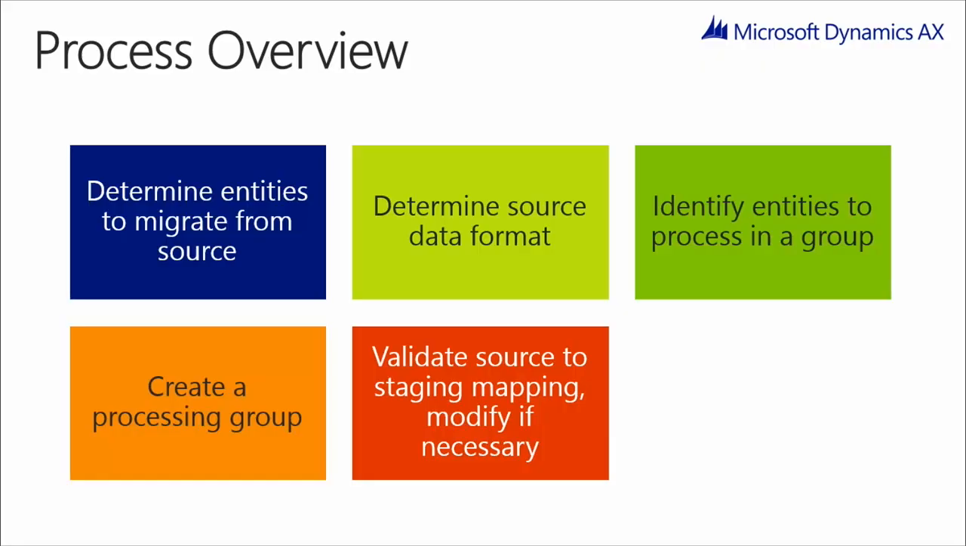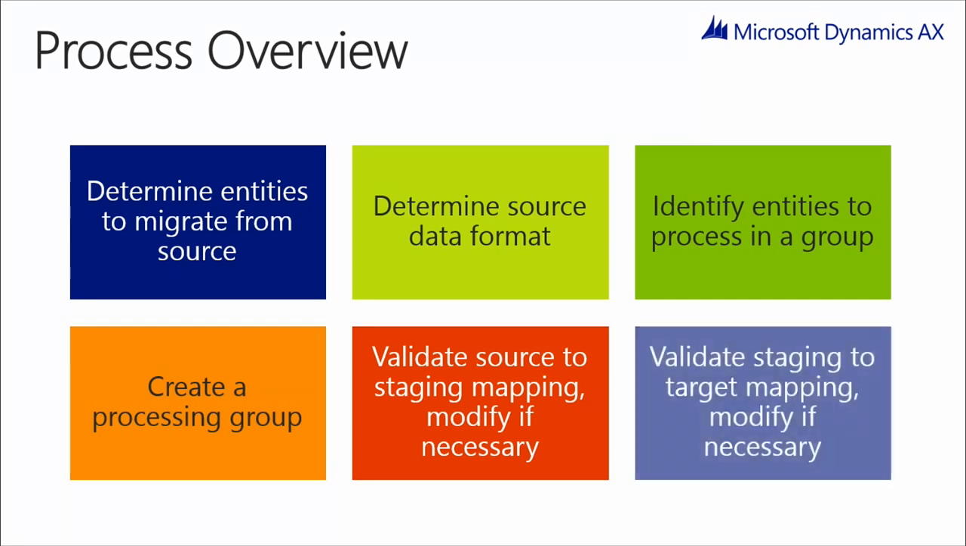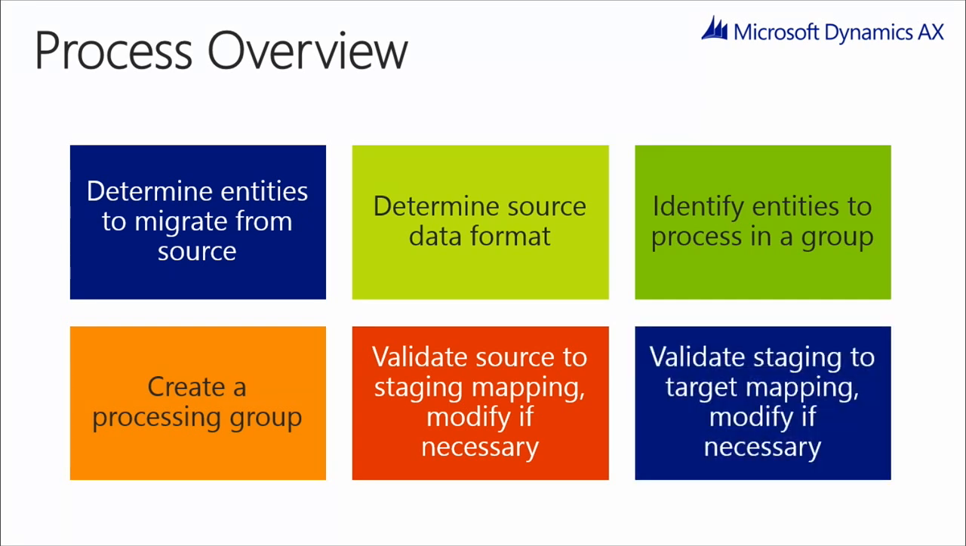Then, for each of the entities in the processing group, set up the source to staging mapping. And then the last step before you can do the actual import or export is to set up the staging to target mapping. When you set this up, you can modify things like the order in which the field is processed, or whether the validate field or modified field methods are called, and so on. Once you've completed this, you can then test out the migration from the processing groups.